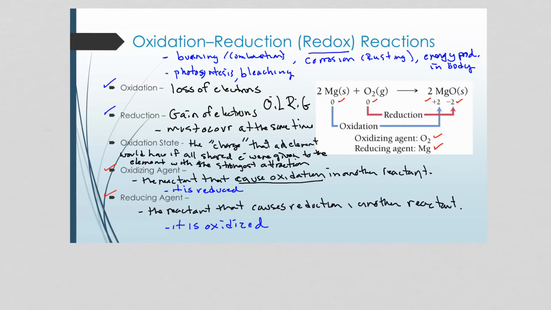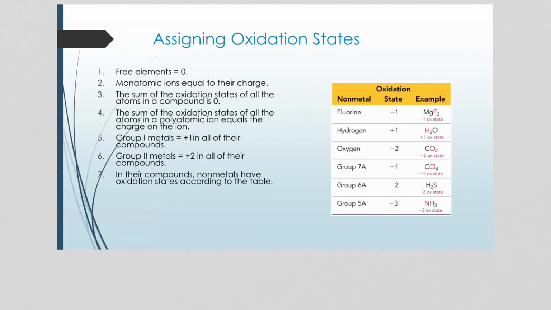Okay, so let's look at a couple things. First of all, I told you these oxidation states, but how did we get there? So let's look at how we assign oxidation states. It's pretty straightforward. We have a set of rules. You do have to know these rules, so you will need to know the rules.